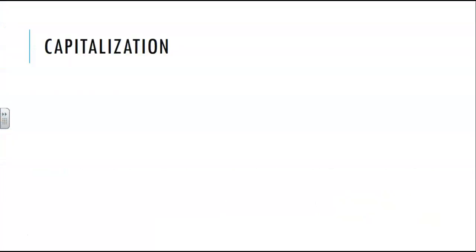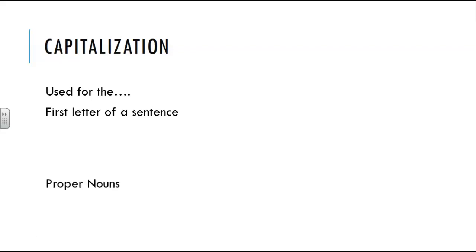Now, first and foremost, you need to understand the rules of capitalization. Capitalization is used for the first letter of a sentence every single time. This is the default on most software that I'm aware of. I think all of them do. Make sure that you are capitalizing the first letter of every sentence.